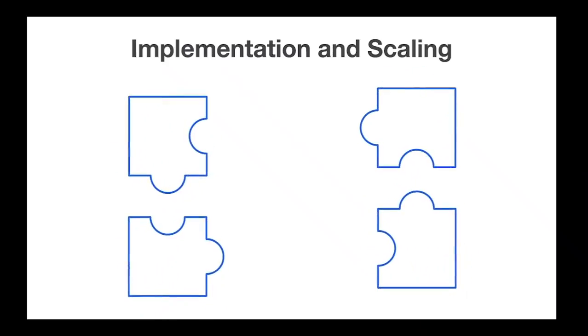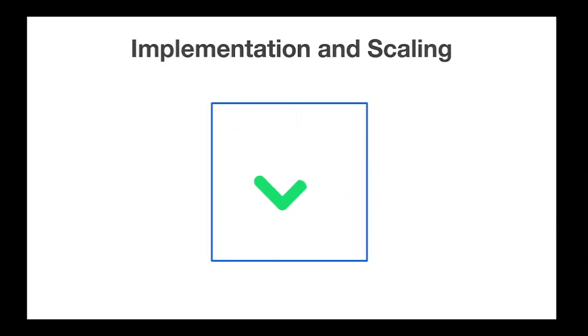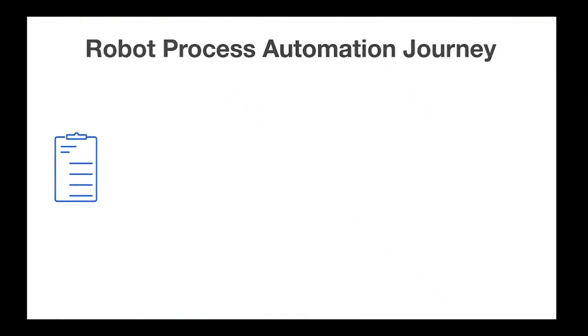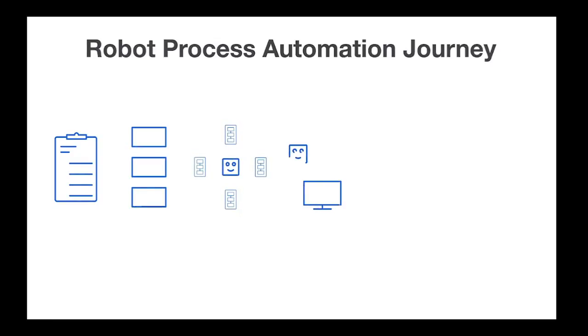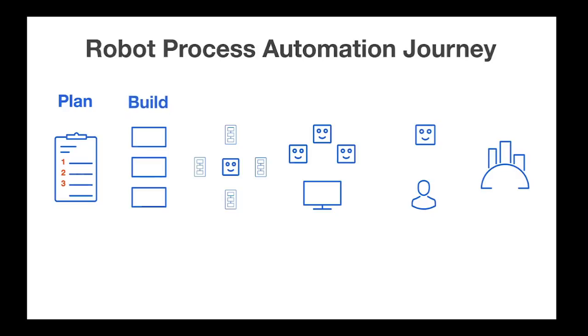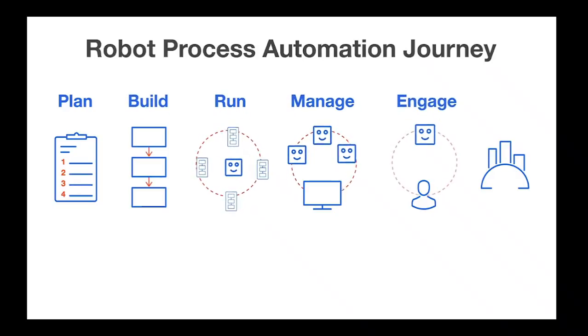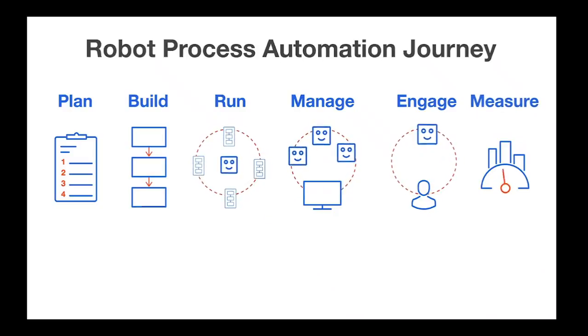No matter where you are in your automation journey, let's have a conversation around implementing and scaling RPA and how the right solution can prevent the pitfalls and solve the most common challenges. For starters, you must know that the steps of an RPA implementation are not much different from any IT project. Simply put, an RPA solution needs to be properly planned, solidly built, reliably run, effectively managed, flexibly engaged with users, and accurately measured.